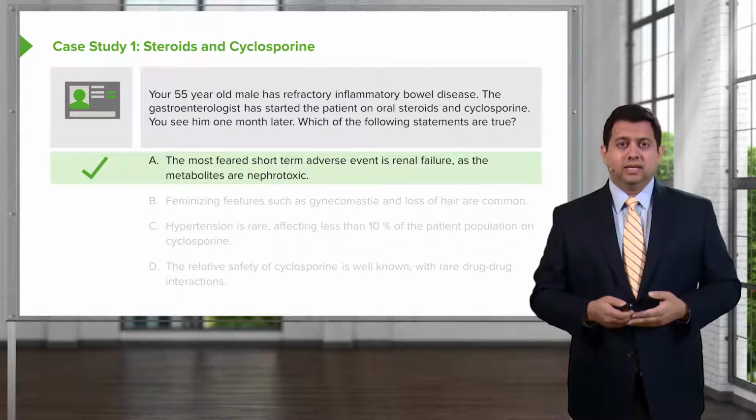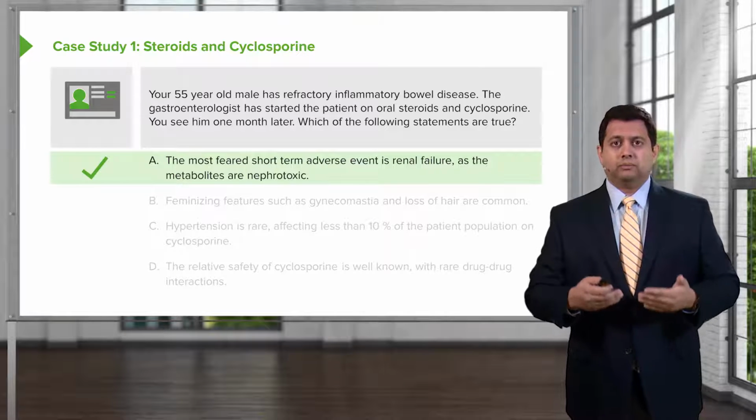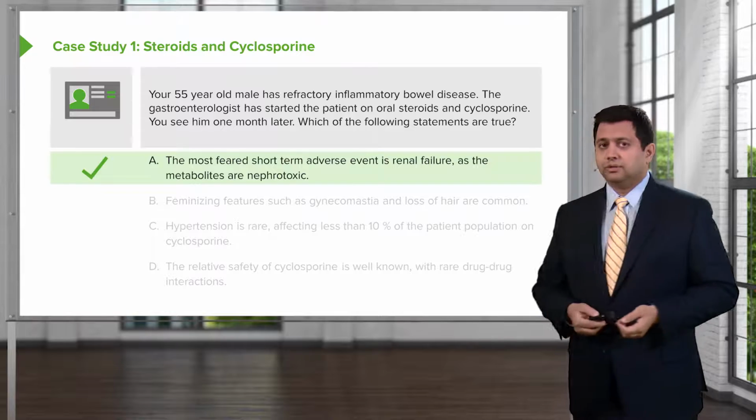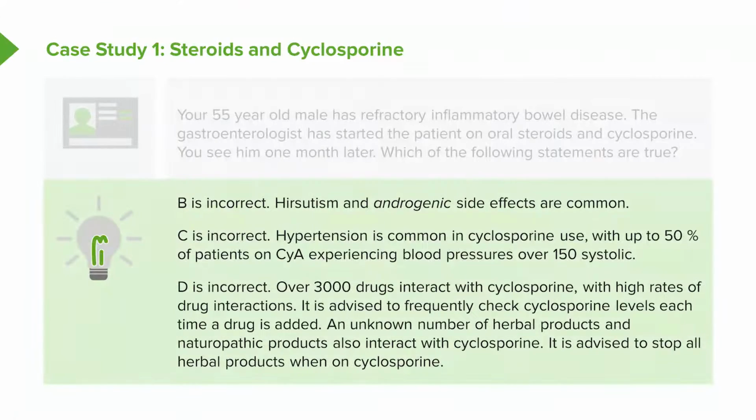A is correct. The most feared short-term adverse event is renal failure, as the metabolites tend to be nephrotoxic. B is incorrect. Hirsutism and androgenic side effects are common. C is incorrect. Hypertension is common in cyclosporin use, with up to 50% of patients on cyclosporin A experiencing blood pressure over 150 systolic. D is incorrect.